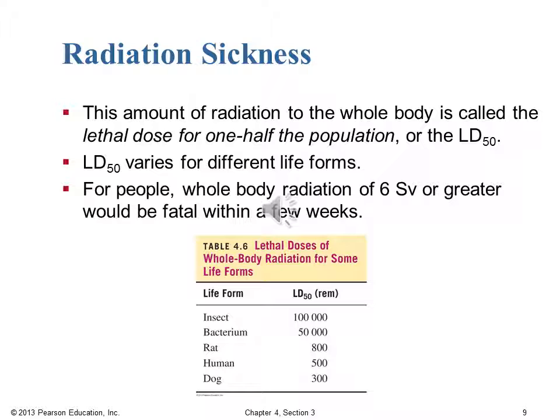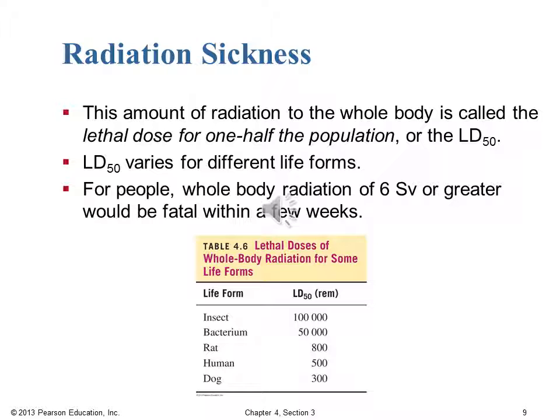So the radiation sickness can vary in intensity depending on how much of the body is exposed and what levels you're exposed to. The LD50, the lethal dose for half the population, is the amount of radiation to the whole body that would kill half the population. If we're talking about humans or lab rats or whatever we might be talking about, that will vary. And for people, if you get a whole body radiation of 6 sievert or greater, that's going to be fatal for about half of the population within a few weeks.